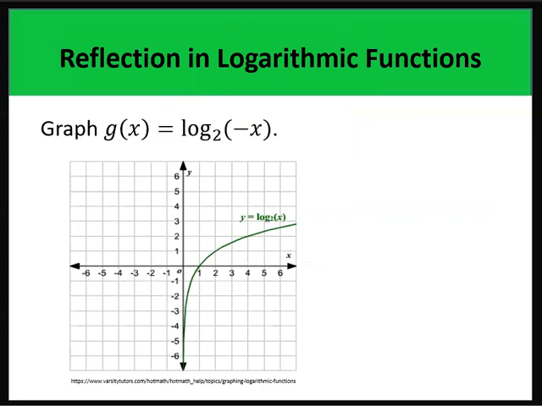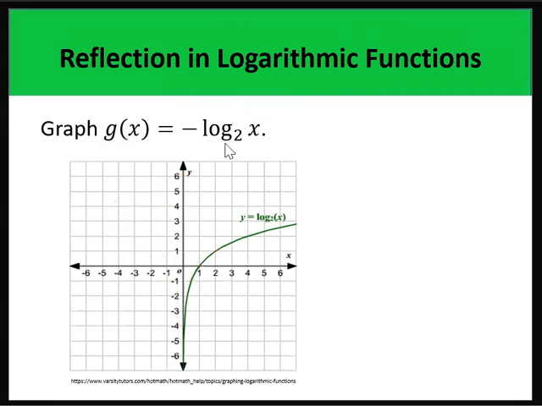So in here, if we are supposed to graph logarithm of negative x to the base 2, then we shall only reflect the points of this basic logarithmic function along the y-axis. So which means this point will be reflected and its mirror will be this point. This point will be reflected to this point, and this point will be reflected to this point. So this graph here is the graph of g of x equals logarithm of negative x to the base 2.